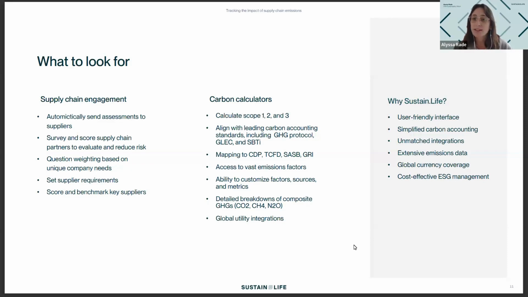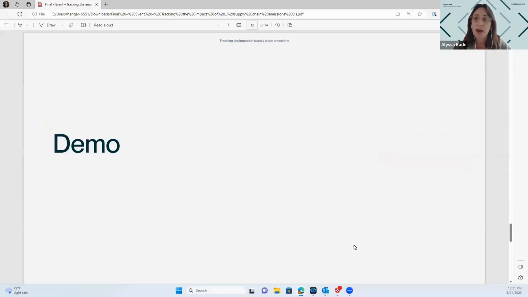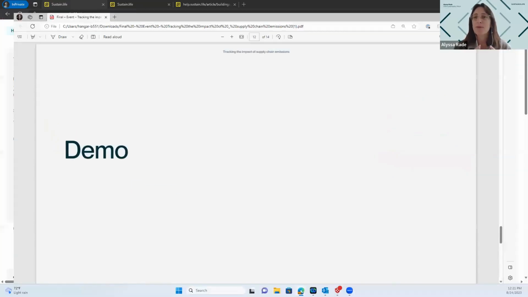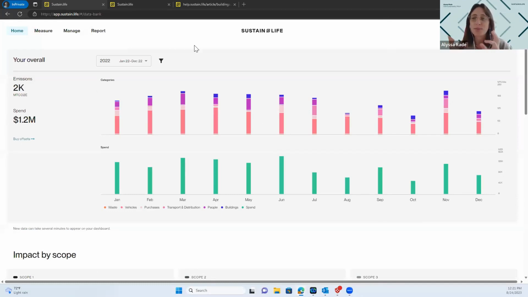And I think I want to pass it off to Hannah to lead a demo just to show you some of the things that we've spoken about in terms of supplier engagement, what that looks like for companies engaging with suppliers, what it looks like for suppliers that need to furnish this information to their most important customers and stakeholders.